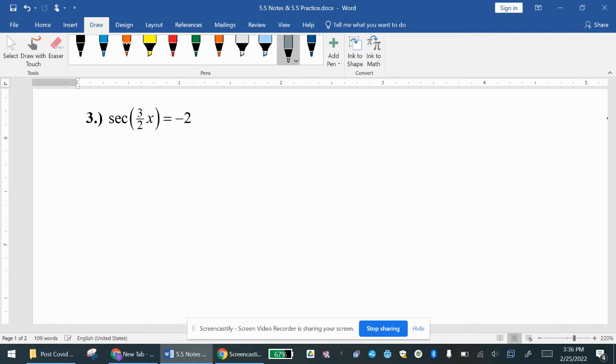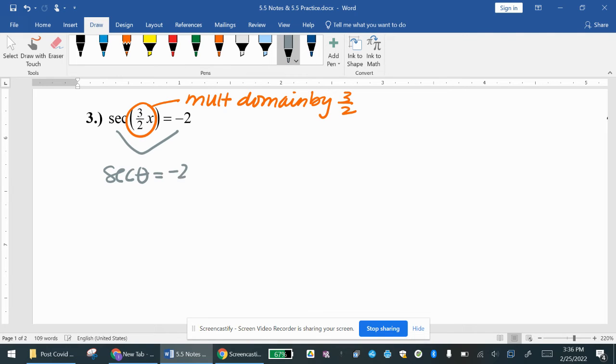All right, next one. I'm going to write myself a little note that I'm going to have to multiply the domain by 3 halves. And I'm going to start by focusing on what angle has a secant of -2. Okay, so pause the video, ask yourself, do I know what my reference angle is? And where is secant, who is related to cosine? Where is secant negative? Play the video when you're ready.